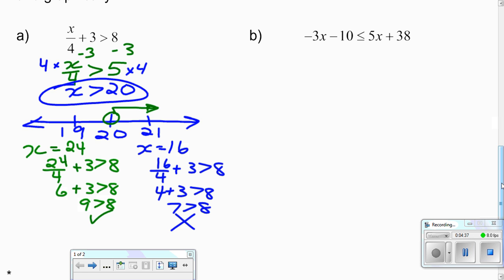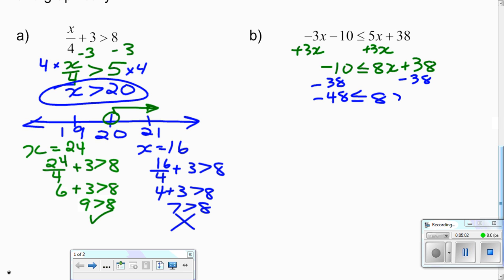And then we have to worry about negative x's, and so we're going to try to keep x positive if possible. So we're going to add 3x. So then we get negative 10 less than or equal to 8x plus 38. Okay, so now we group the x's, now we need to group the constants. Minus 38, minus 38. So negative 48 must be less than or equal to 8x. Divide both sides by 8. We get negative 6 must be less than or equal to x.